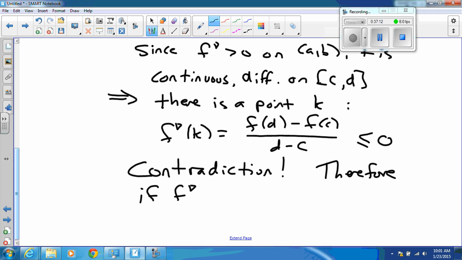So therefore, if f prime is greater than 0, then f must be increasing, because it can't be not increasing. And that's the end. The use of the mean value theorem pretty much always looks like this. We use it to prove some theorem by computing an average rate of change and saying, you know what, that has to equal the instantaneous rate of change. We're going to see this idea again later on when we do integration.